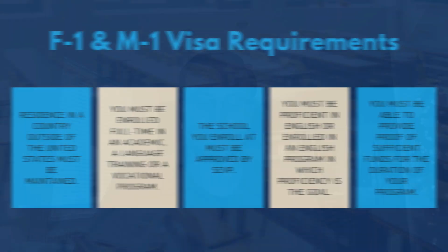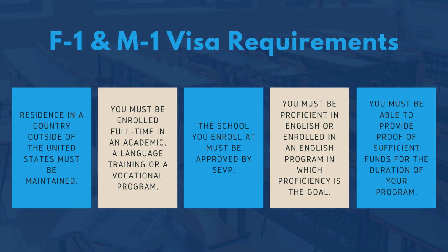United States Citizenship and Immigration Services, abbreviated as USCIS, has outlined eligibility requirements for obtaining an F1 or M1 visa. In order to satisfy F1 or M1 visa requirements, you must meet the criteria shown on the slide. First, you must maintain residence outside of the United States, and you must be able to prove that you have no plans of giving up residence in the country where you reside permanently.